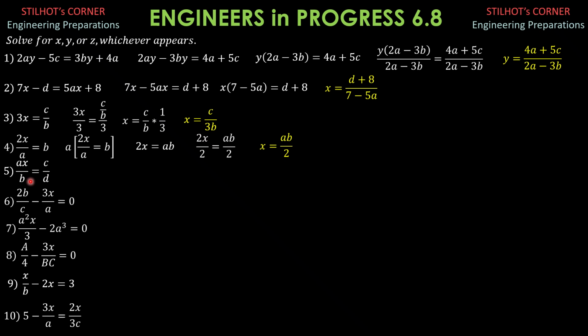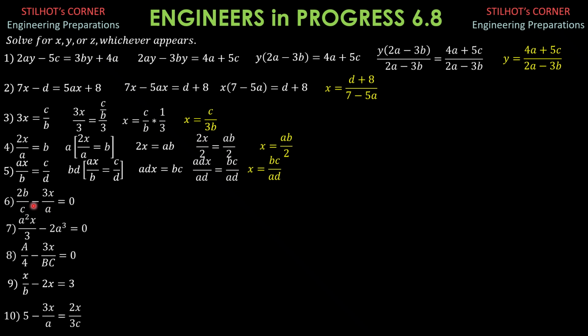Next, the LCD here is bd, so we multiply both sides by bd. So the left side becomes, after we cancel b, adx, and the right side is b times c. So adx equals bc, divide everything by ad. So adx over ad equals bc over ad. So the left side becomes x, so x is bc over ad.